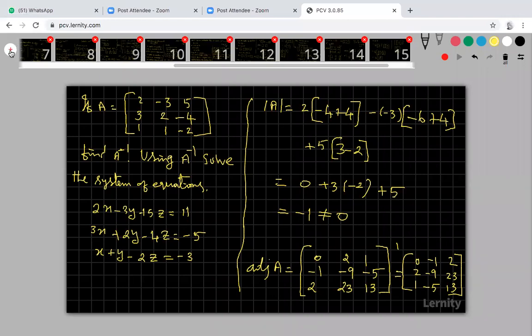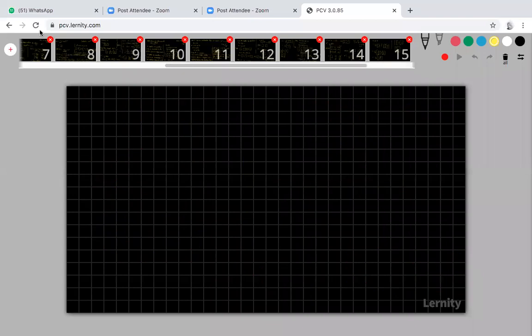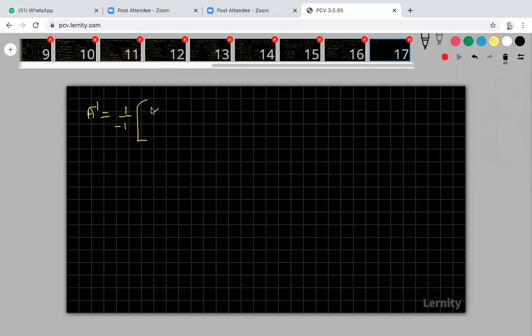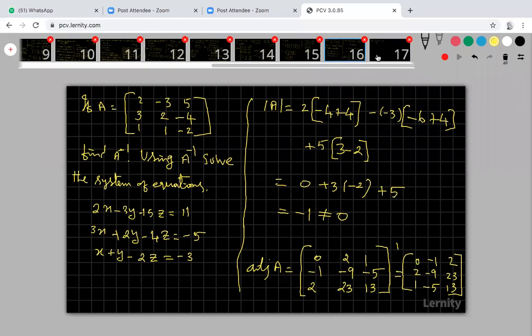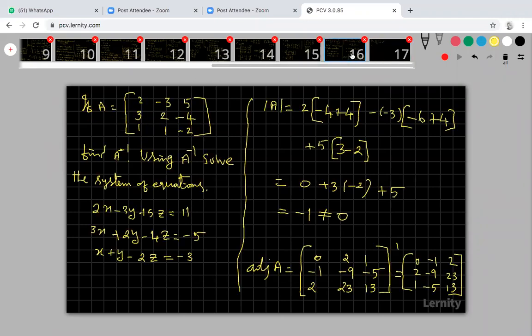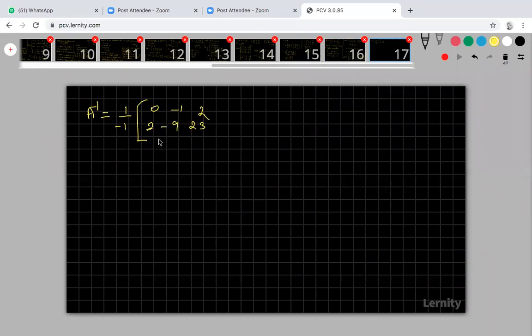Okay. So now what is your A inverse? My A inverse is equal to 1 by determinant of A, that is minus 1, into adjoint of A. What is my adjoint of A? My determinant of A is minus 1. Adjoint of A is 0, minus 1, 2, and 2, minus 9, 23, 1, minus 5, 13. Okay, this is my A inverse.